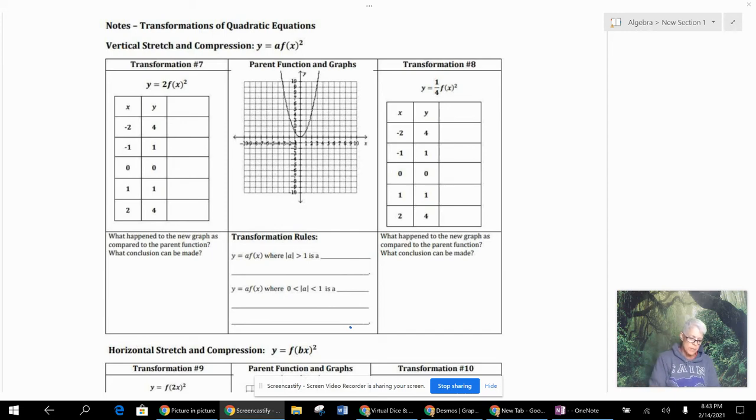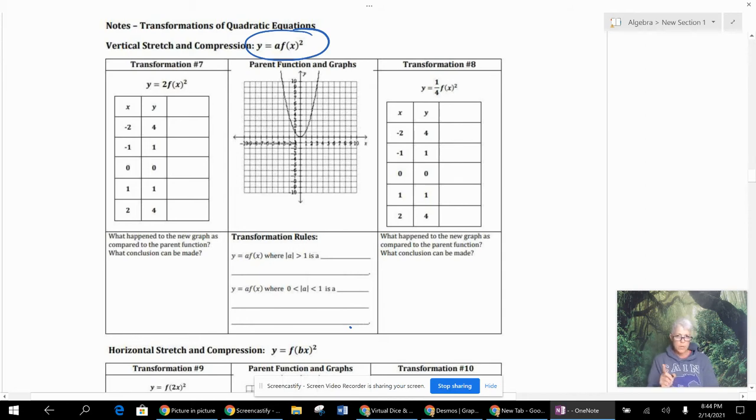All right, if you notice here, in this original, there's now a little letter A in front of f of x. So let's see what's going to happen with that. Yesterday we saw a little negative in front, and that was a reflection. But if we put an actual number in front of it, let's see what happens.